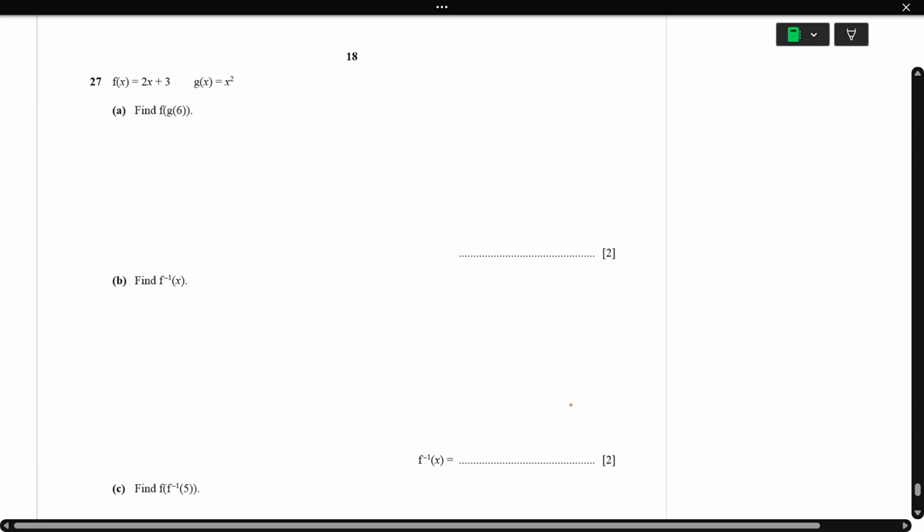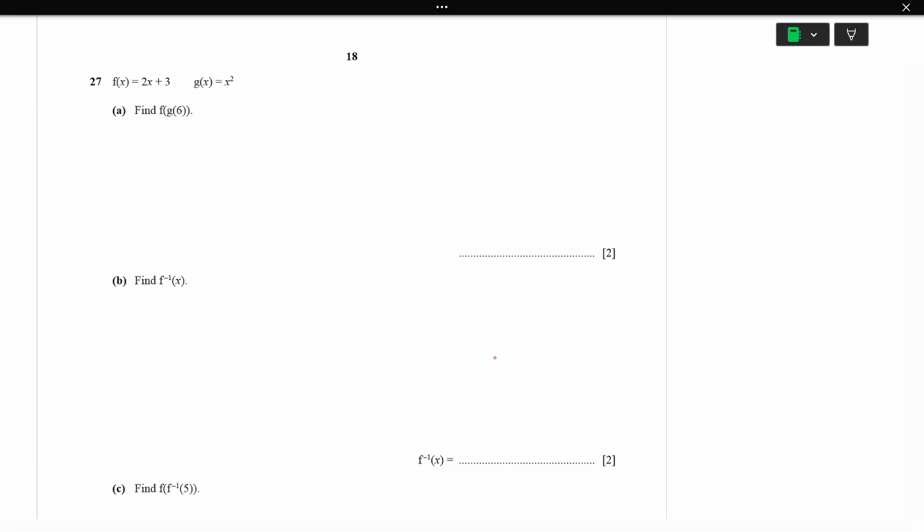Next, question 27. f of x equals 2x plus 3 and g of x equals x square. So for f of g of 6, first we do g of 6, which equals 6 square, which is 36. 36 we put in f: f of 36 equals 2 into 36 plus 3, which is 72 plus 3, 75. So 75 is the answer here.